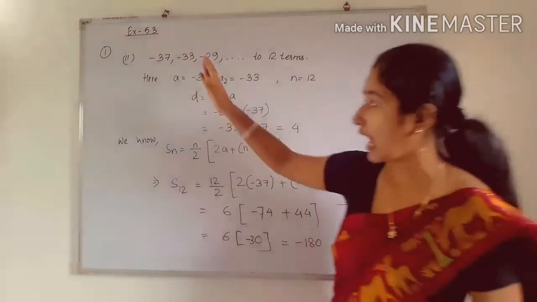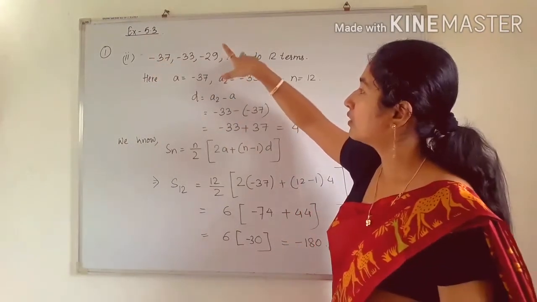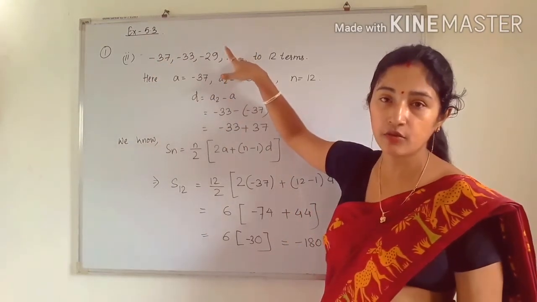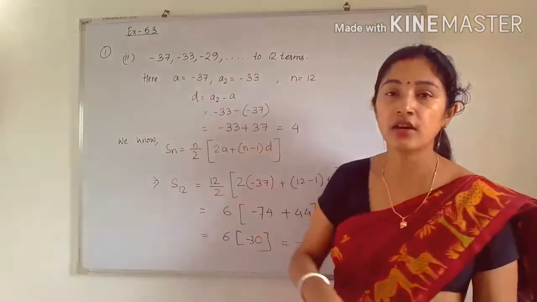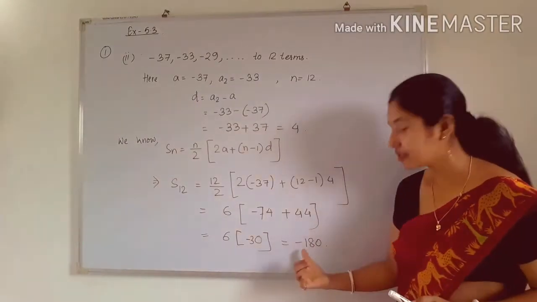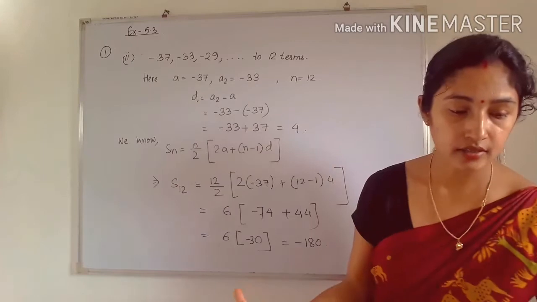That means if we add the numbers from minus 37 up to the 12th term, we don't know the 12th term, but if we add like this up to the 12th term, then we get the sum as minus 180. Okay, so this is the final answer.